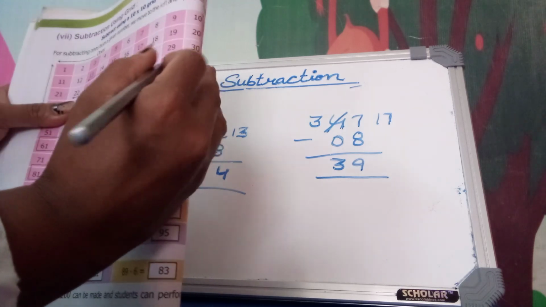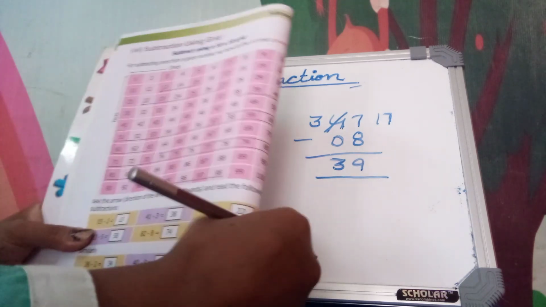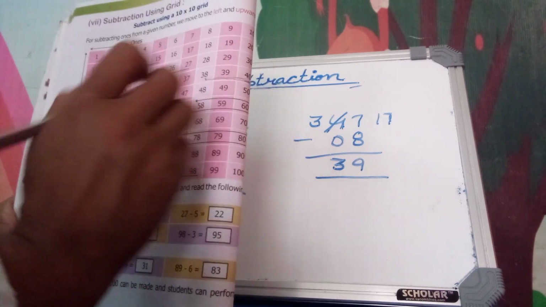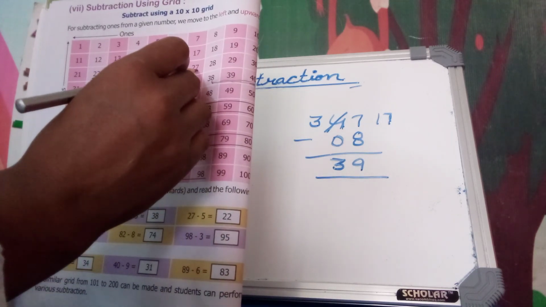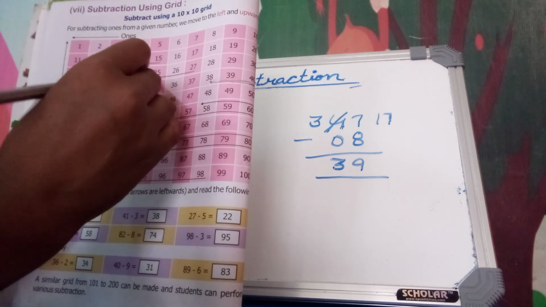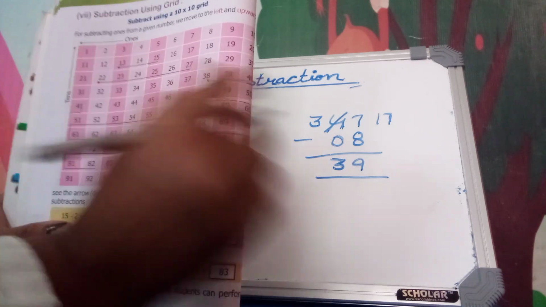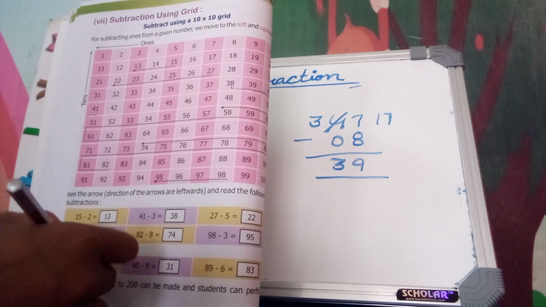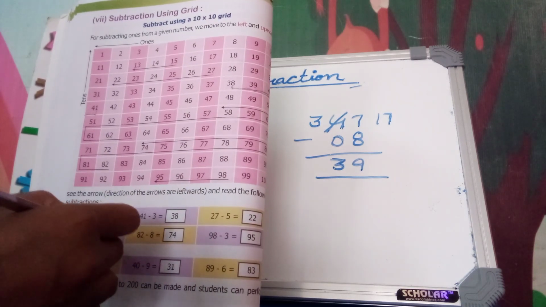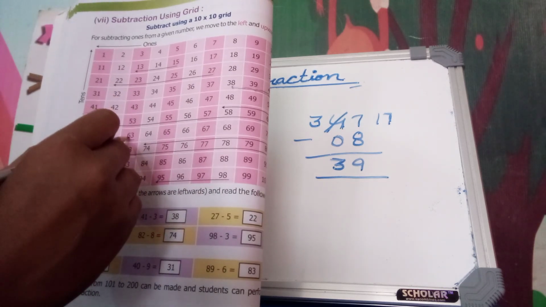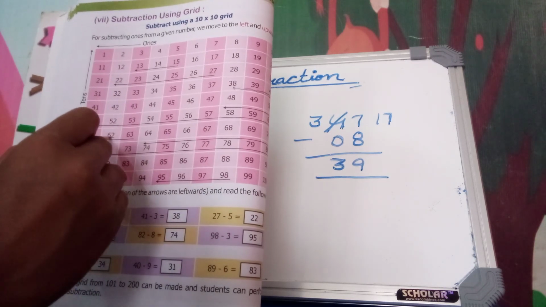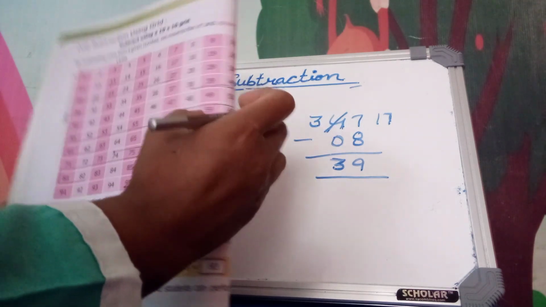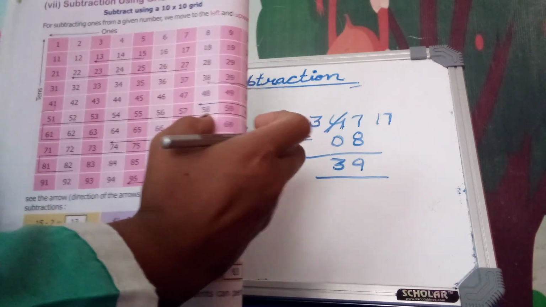You have to draw a line. Okay, 27 subtracted by 5. Where is 27? 27 subtracted by 5. 1, 2, 3, 4, 5. The answer will be 22. 63 subtracted by 5. Where is 63? Okay, 63 subtracted by 1, 2, 3, 4, 5. The answer will be 58.